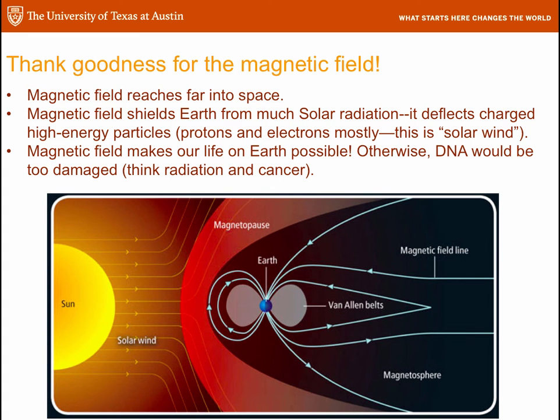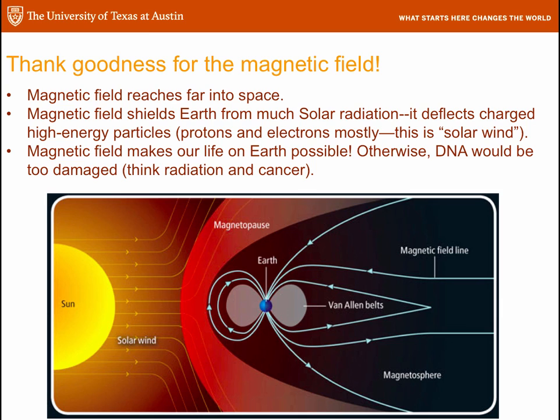Now, it's a good thing we have a magnetic field because it helps protect Earth from harmful radiation. The highly charged protons and electrons called the solar wind are deflected by the magnetic field around the Earth, and it really is what makes life on Earth possible. If we had that much solar radiation hitting the Earth, then DNA would be badly damaged and life probably would not have formed, certainly not as we know it.